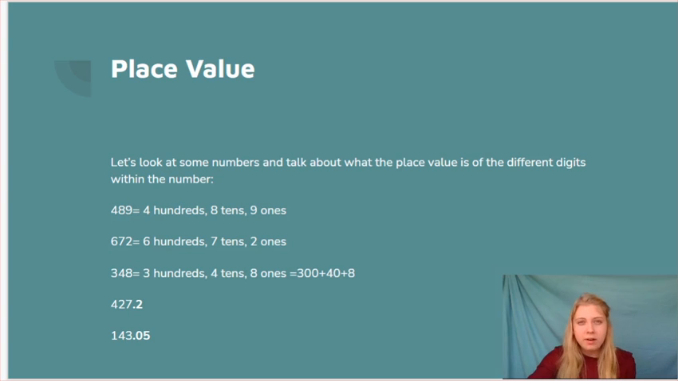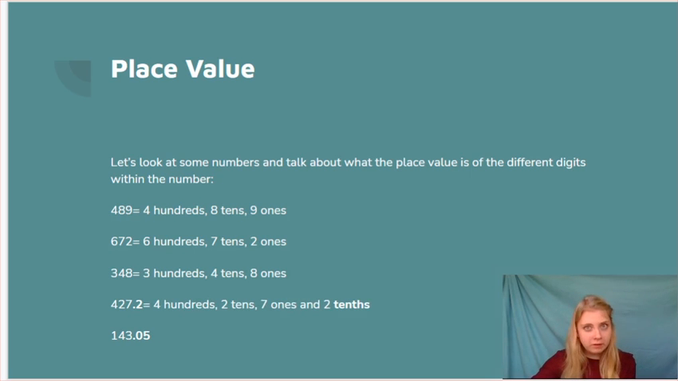So now I want you to look at the next number and think about what that number represents when we see 427.2. If you saw that number and were a little confused when that decimal got there, I snuck it in, you're right. The number here represents a whole number, but it also has a decimal involved. So we have the 4 hundreds, 2 tens, 7 ones, and the little decimal is read as "and 2 tenths." So this would be the number 427 and 2 tenths.